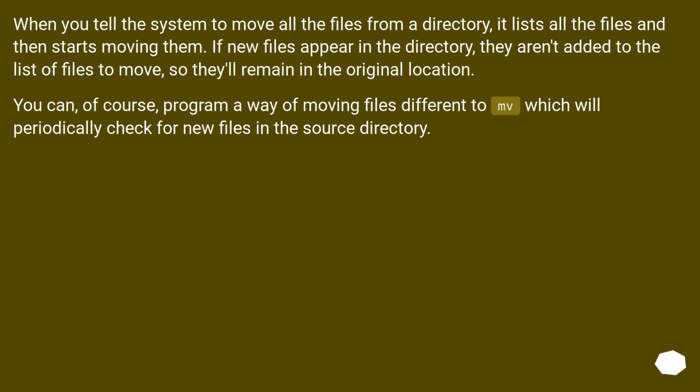When you tell the system to move all the files from a directory, it lists all the files and then starts moving them. If new files appear in the directory, they aren't added to the list of files to move, so they'll remain in the original location. You can, of course, program a way of moving files different to mv, which will periodically check for new files in the source directory.